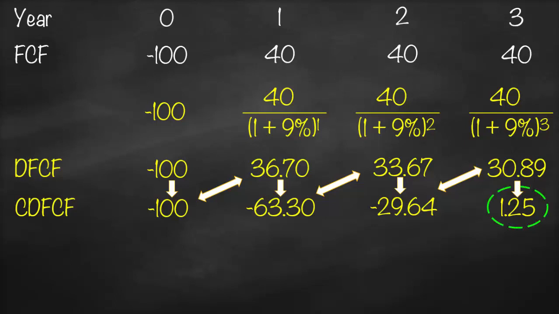If you remember, this number is equivalent to our net present value. So here we see that our net present value is positive, which means bigger than zero. Therefore, we accept the project.